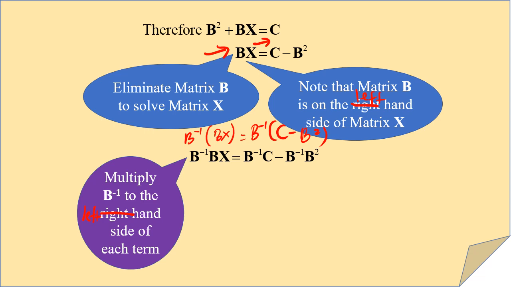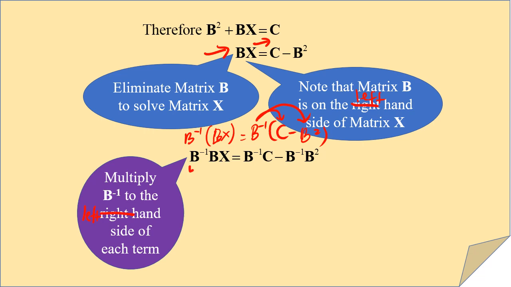After that, on the left side, we have B inverse B X equal to, this one you have to expand. This is the properties of addition and subtraction, so you just expand as usual, using the properties of multiplication between matrices. So B inverse multiplied by matrix C minus B inverse multiplied with matrix B squared.